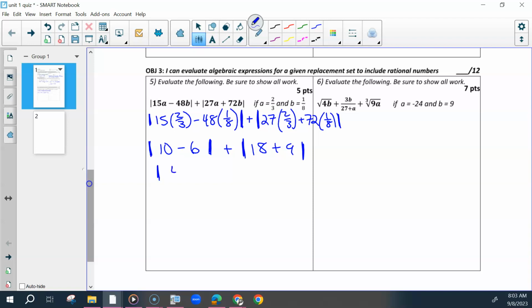Then, did you subtract what's in each absolute value correctly? But then some of you went from here to the final answer. We cannot add these until we drop the absolute value.